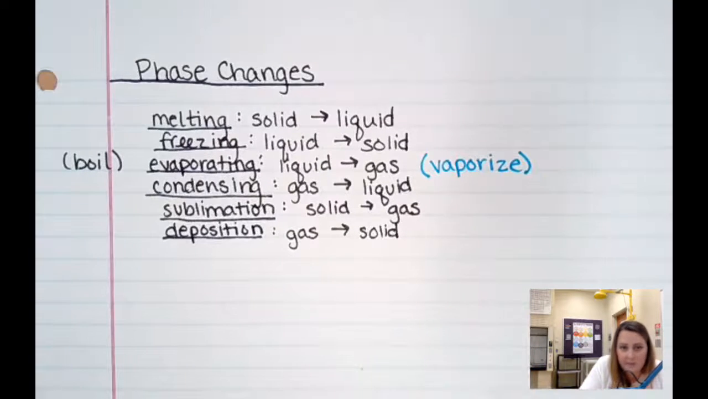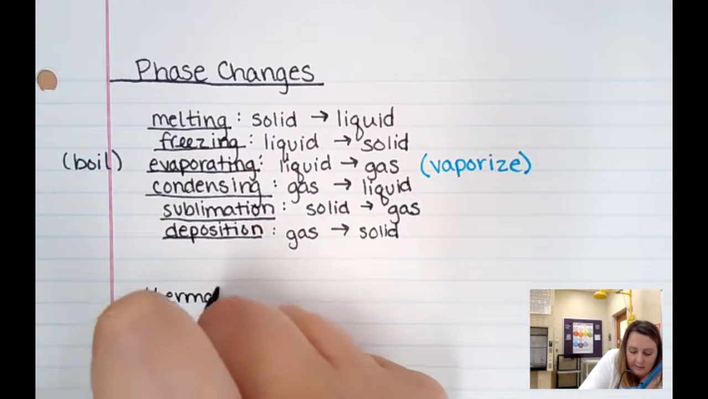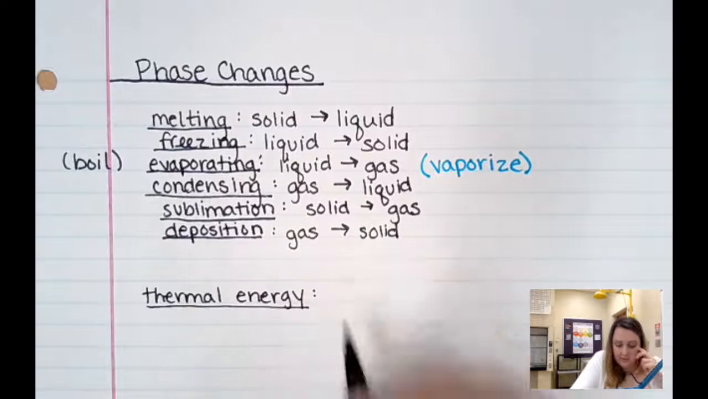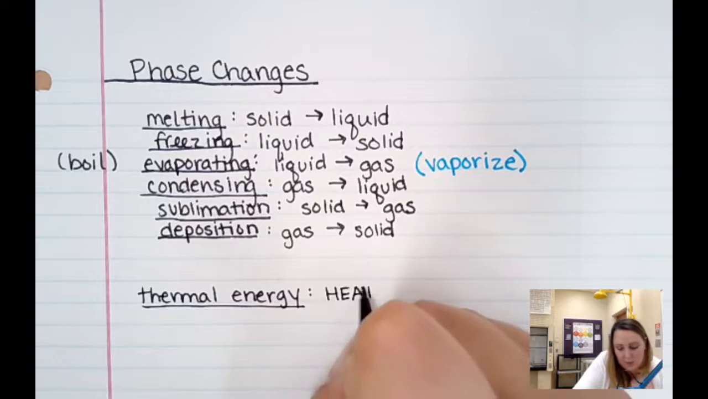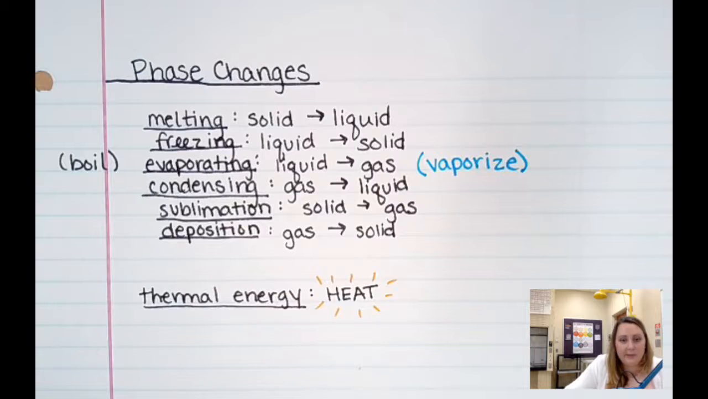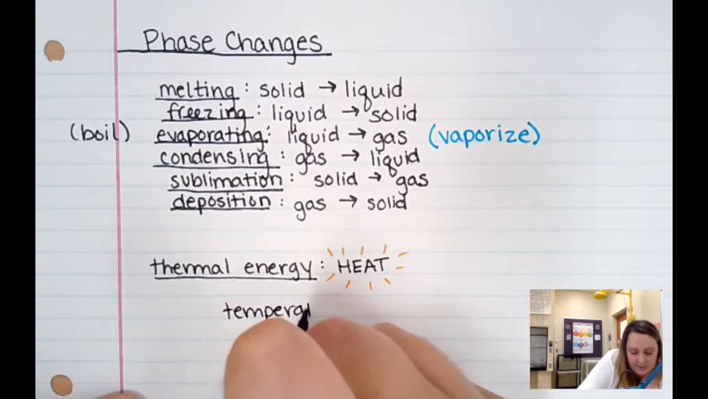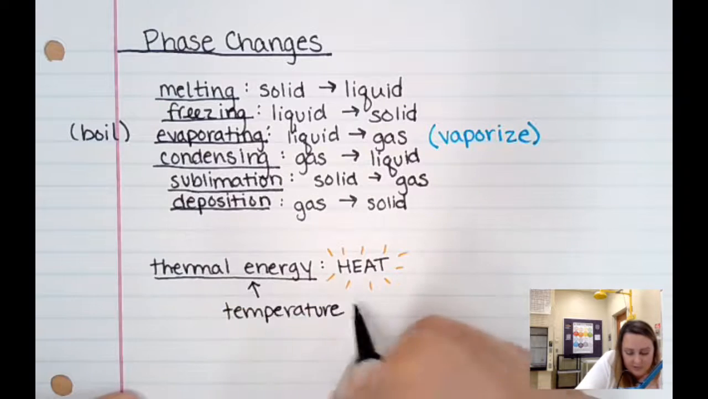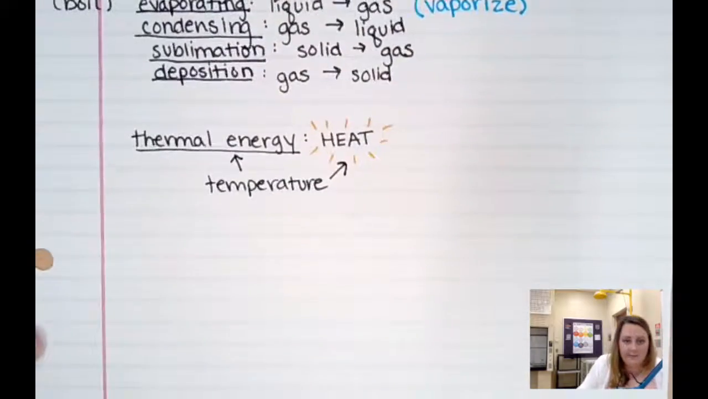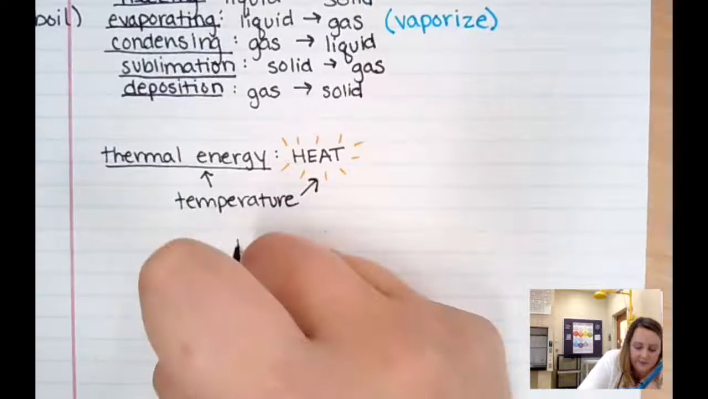Now the term thermal energy, we'll use it a lot. When you hear that, you need to think heat. And also when you hear the word temperature, temperature is just a measure of thermal energy or a measure of heat. Now we'll look at something to organize all these phase changes with energy, and that is a phase change diagram.